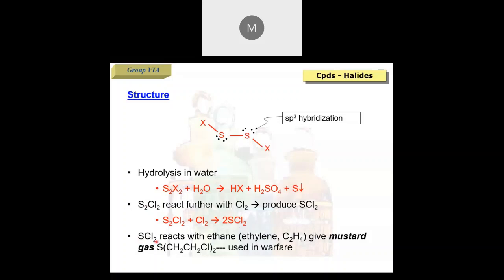And the sulfur dichloride reacts with ethene, which gives the mustard gas. This is the structure of the mustard gas, and it's used in warfare. It can actually cause blisters on the skin. It's very corrosive and it's used in warfare.